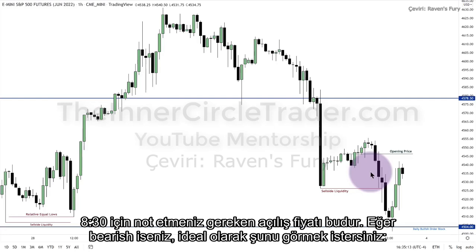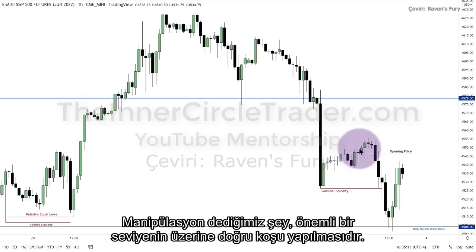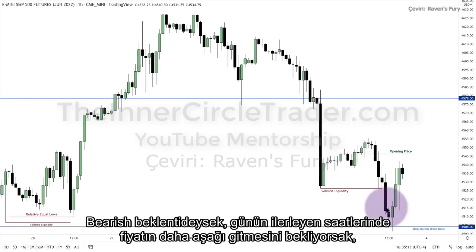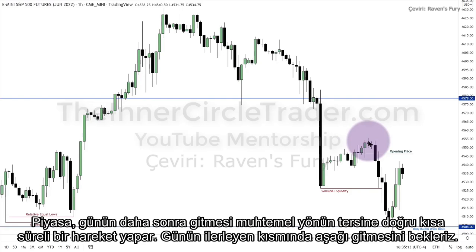So if you're bearish, ideally you want to see the market trade above that opening price. This is going to be manipulation. The manipulation is the running above a key level when we are bearish. We're expecting this to go lower. All of this is basically market protraction, where it's a Judas swing. The market's going in the opposing direction that it's likely to go to later in the day. So later in the day, we expect this to go lower.